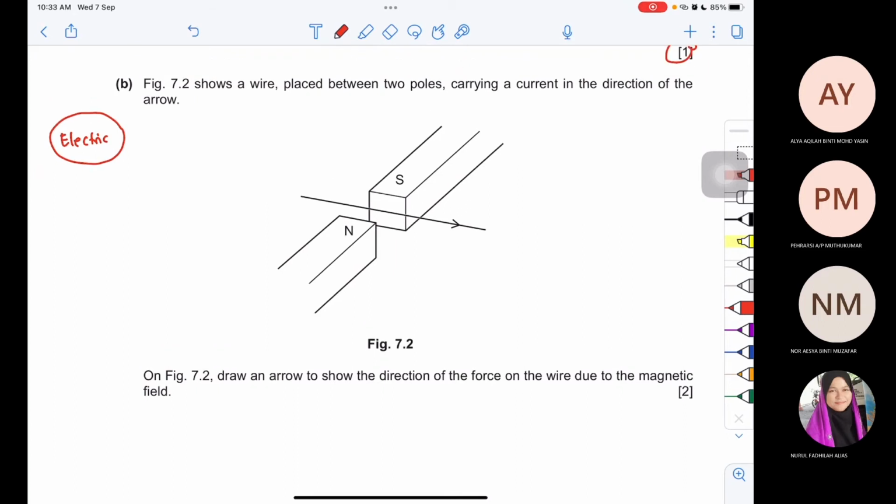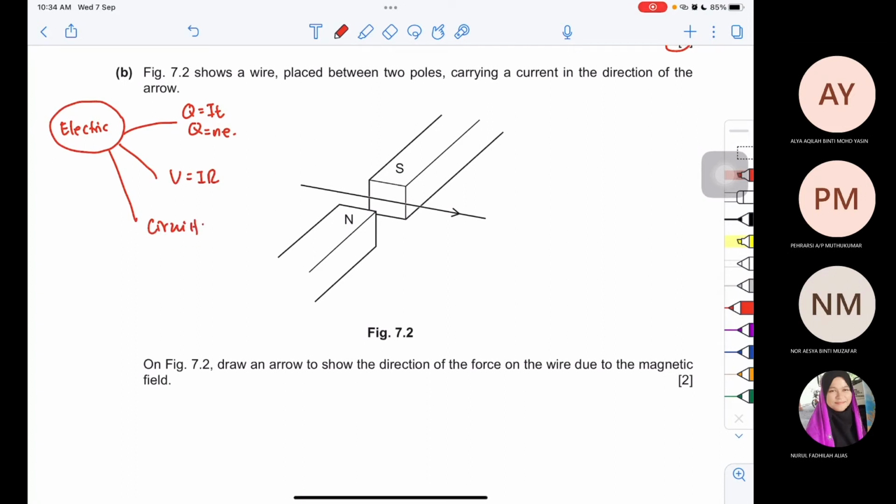Okay. And we have, earlier, Q equals to IT, Q equals to NE about charge, and then about voltage, and then circuit, series and parallel. Okay, in electricity also, there's some EMF earlier. We have the topic electromagnet. Okay, another large topic under the chapter electric. So electromagnet, you learn about magnet and about force.